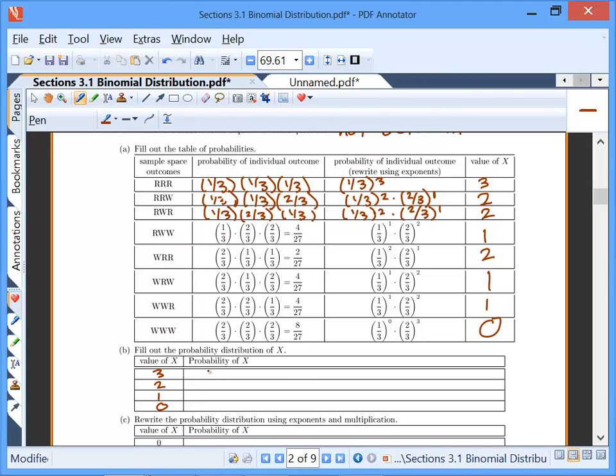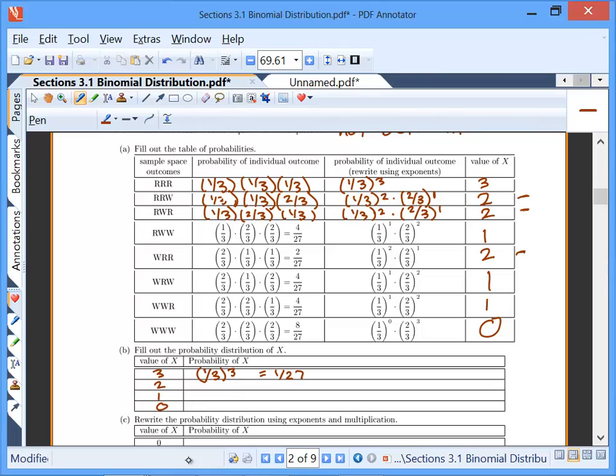So it's just my 1/3 to the power of 3, which is 1 out of 27. Okay. What about for the 2? What do I need for the 2? Okay. I need this one, and that one, and I need to add those probabilities together.